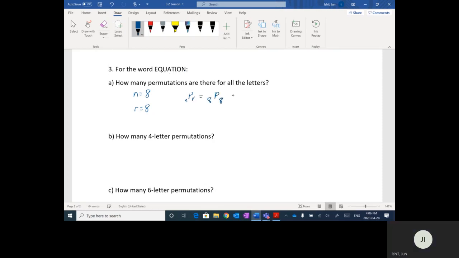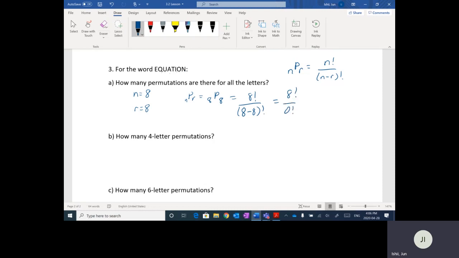Okay, so if you were to just punch this into the calculator, it'll just spit out the number for you. But what I'm going to do here is actually just use the formula. So in the formula, I'll write it back up here. n pick r is n factorial over n minus r factorial. All right, so it's going to be 8 factorial over 8 minus 8 factorial. So if we work this out, we've got 8 factorial over 0 factorial.